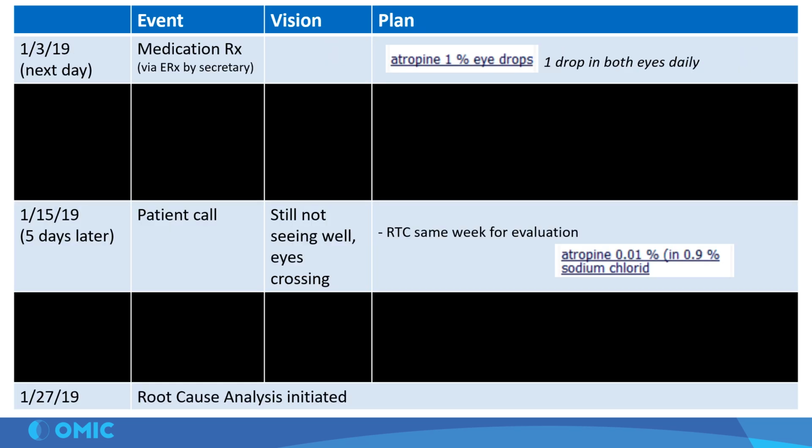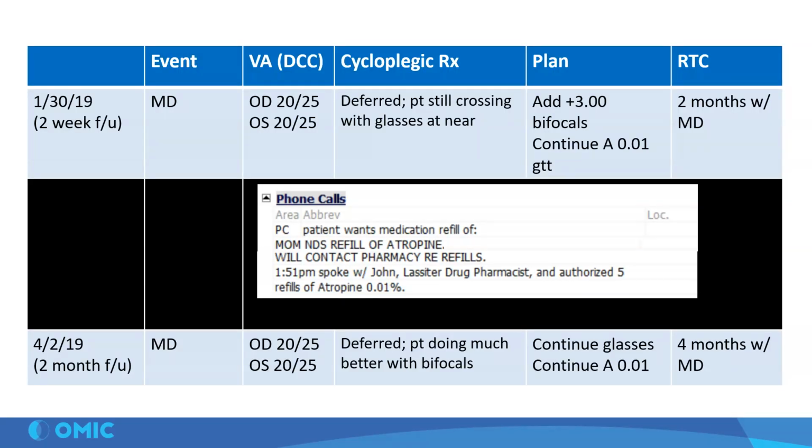However, the staff member sending in the prescription checked 1% atropine, which the patient received for 2 weeks and then came back for blurred vision. She also had a new esotropia at near that was not present before, which was due to the increased accommodative effort after her prolonged cycloplegia. At the time, this error was recognized and the appropriate dose was prescribed, but an RCA was initiated.